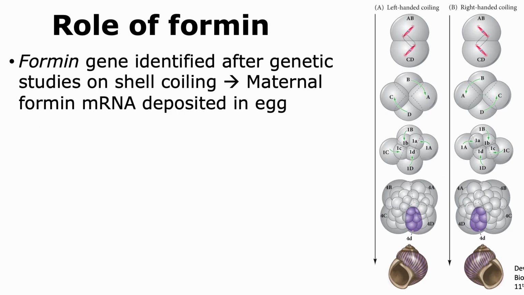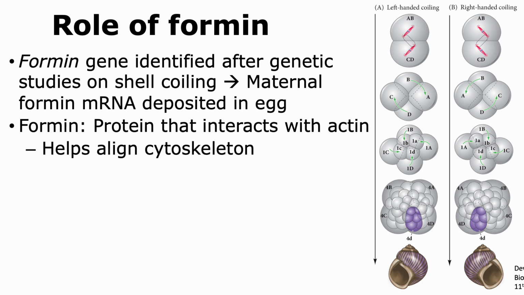Scientists have performed many studies to determine how maternal effect occurs. Some genetic studies identified a gene called formin. We now know that maternal formin messenger RNA is deposited in the egg cytoplasm during the process of gametogenesis. Formin is a protein that is able to interact with actin and promotes actin polymerization to form microfilaments. Thus, it helps in aligning the cytoskeleton.